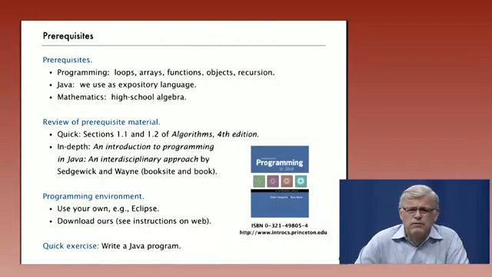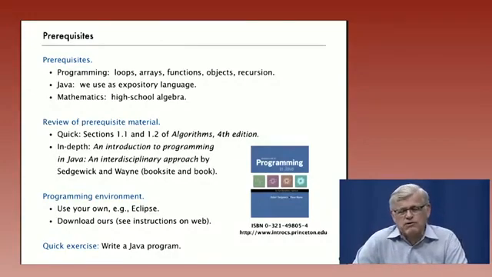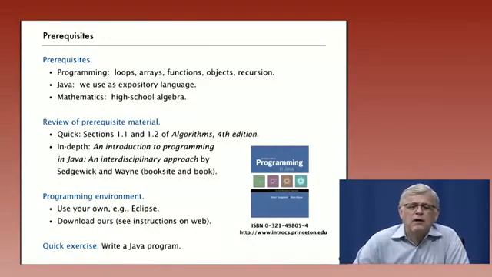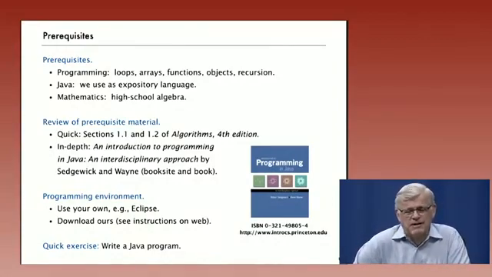If you want to review the material that we think is prerequisite to the material in this course, you can do a quick review by looking at sections 1.1 and 1.2 of the book, either at the book site or in the textbook. If you want an in-depth review, we have a full textbook called An Introduction to Programming in Java: An Interdisciplinary Approach. There's a book site and a textbook as well. But the bottom line is you should be able to program. And the quick exercise to get ready is to write a Java program on your computer, perhaps using our programming model as described on the book site.